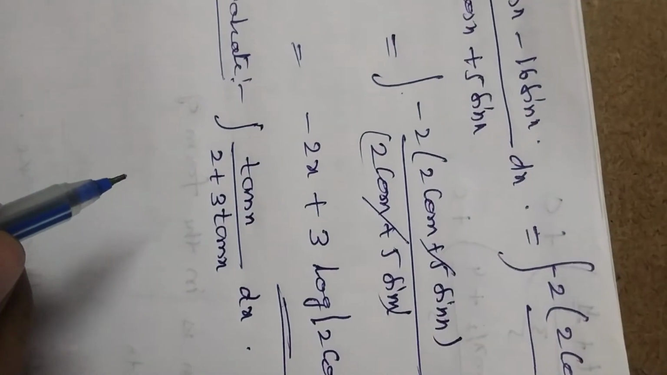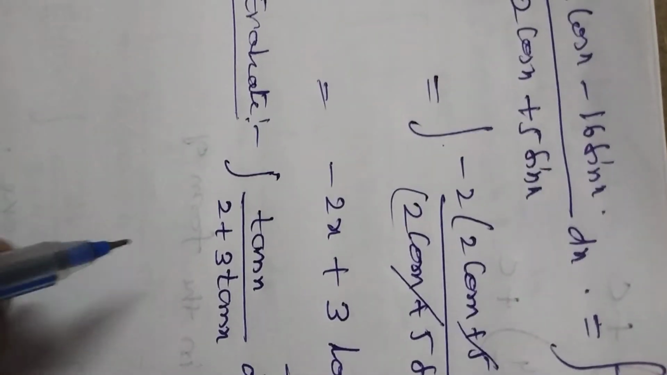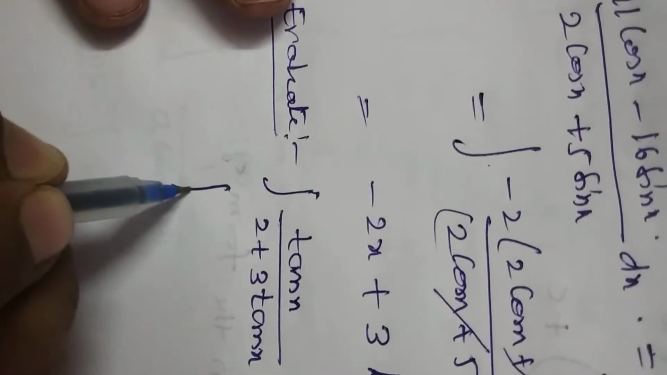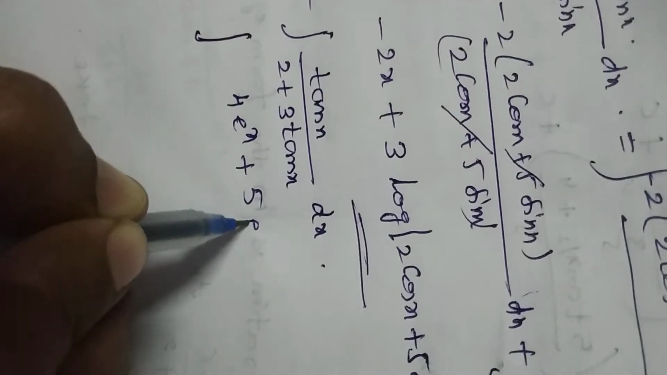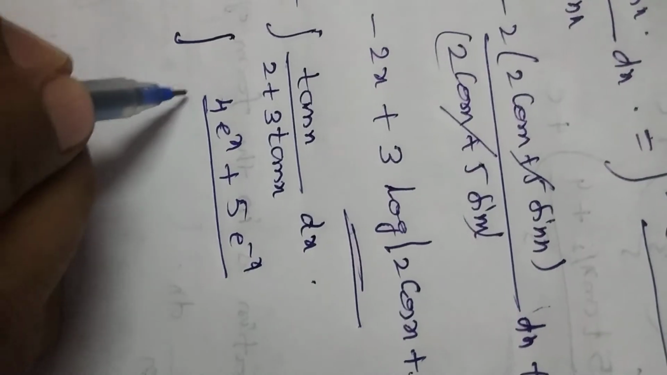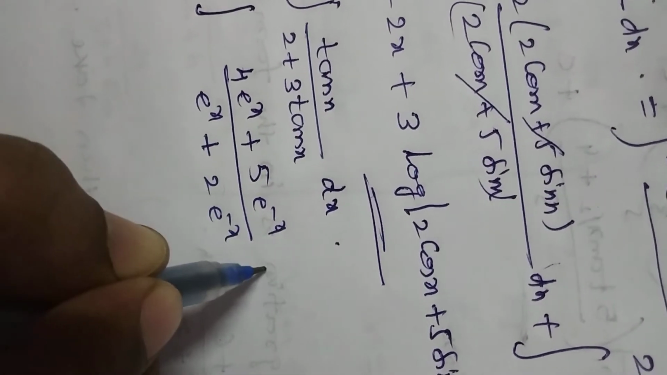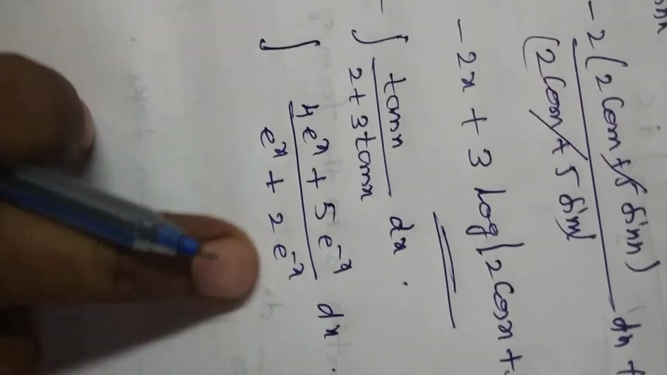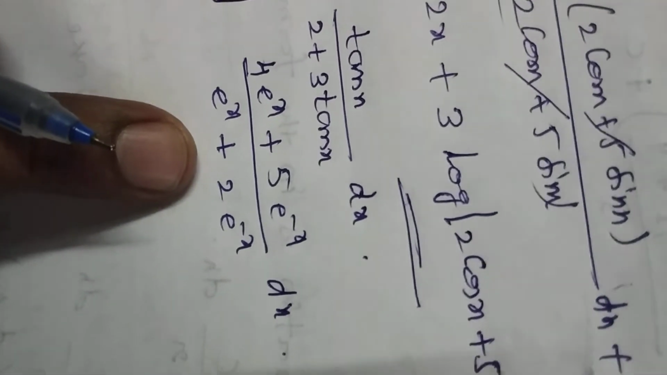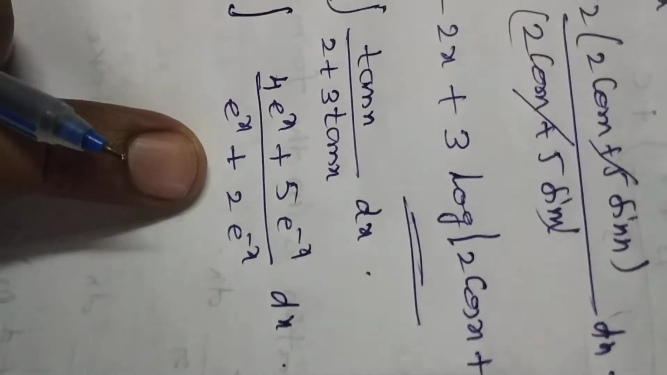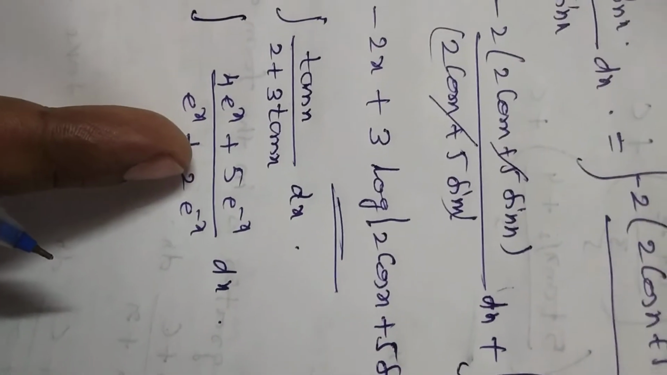And along with this I gave you that model also, the e power x, e power minus x model. So in that also I am going to give one more example. Integration of 4 e power x plus 5 e power minus x by e power x plus 2 e power minus x dx. So here also the same condition you have to apply. Numerator is equal to a into denominator plus b into d by dx of denominator plus c. C no need to take here. However, here also you are going to get c as 0 only.